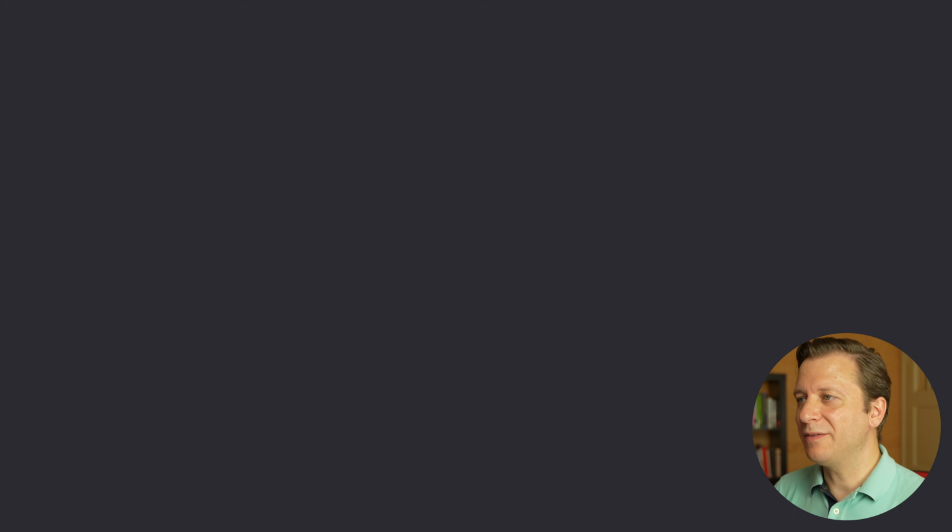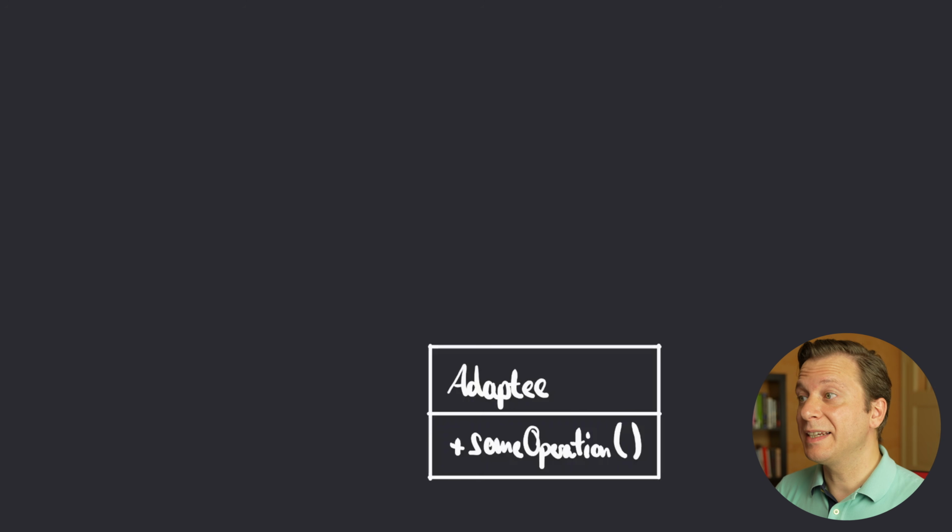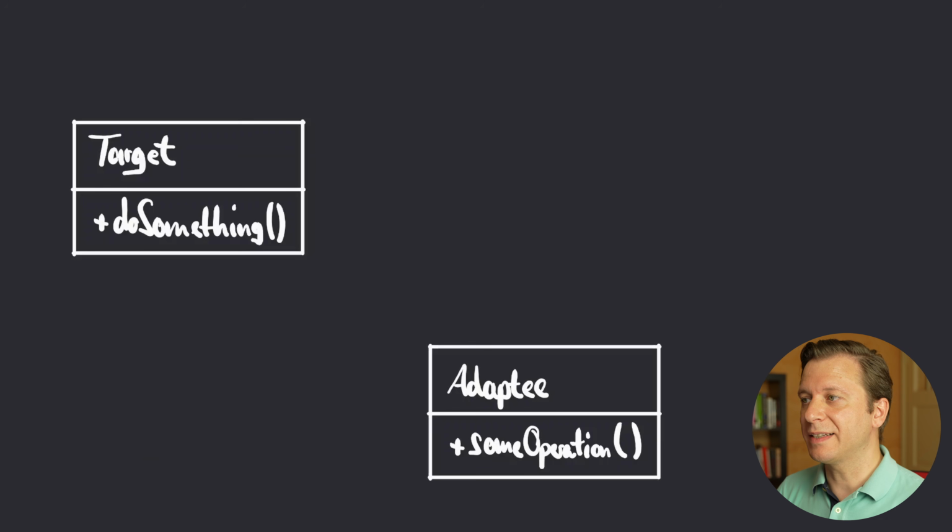Let's quickly take a look at the pattern structure. The first thing we have is the adaptee. The adaptee is the existing interface or class that needs to be integrated into the system but has a structure that is not compatible with the client code. Then we have the target that the client code expects to interact with. Operations and behaviors that the client code can use are defined here. The client code can interact with the target without the need to know about the underlying implementations.